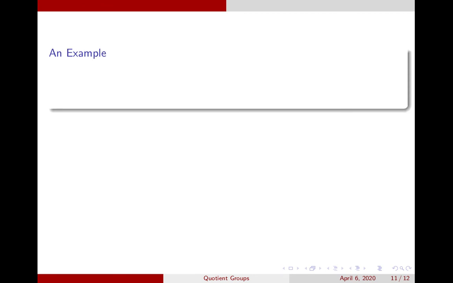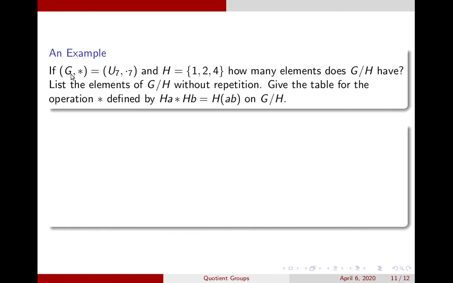Okay, we're going to try an example here. We will take G equal to U sub 7. H will be the subgroup {1, 2, 4}. This is actually the subgroup generated by 2. We want to know how many elements the quotient group G over H has, and then we want to list the elements without repetition, and then we want to give the table for the operation star on cosets that we've been using.